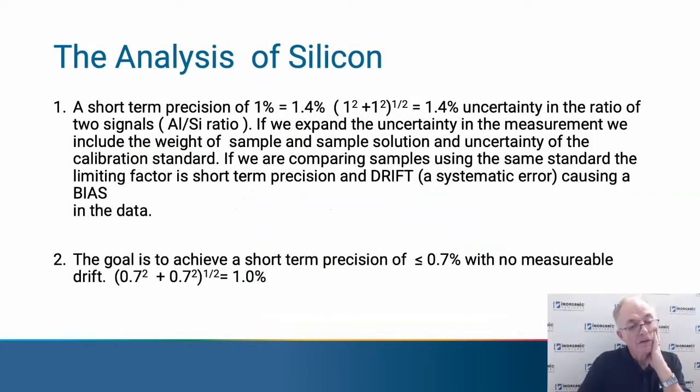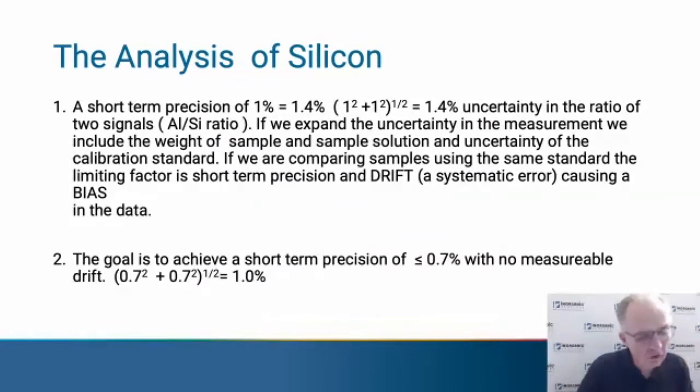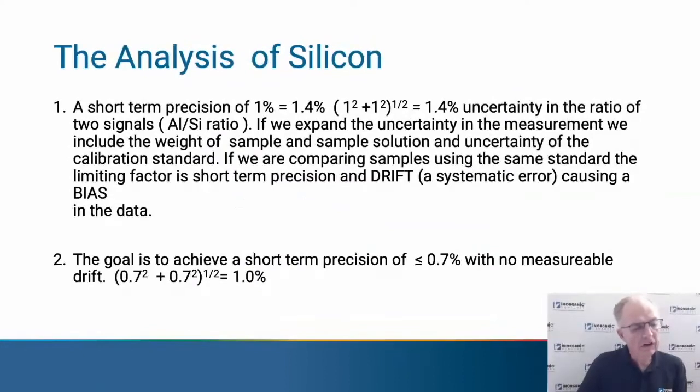Now, in the analysis of silicon, we're looking for a precision of 1%, and this is showing us that if we can get a 1% precision on each of the elements, that's fine and good, but the overall combined precision for the silicon-aluminum ratio is 1.4%. And really, the precision needed would be one that was less than 1%. So the goal here, as I've said, is to get a short-term precision of 0.7%, which would result in the maximum of 1% overall precision.